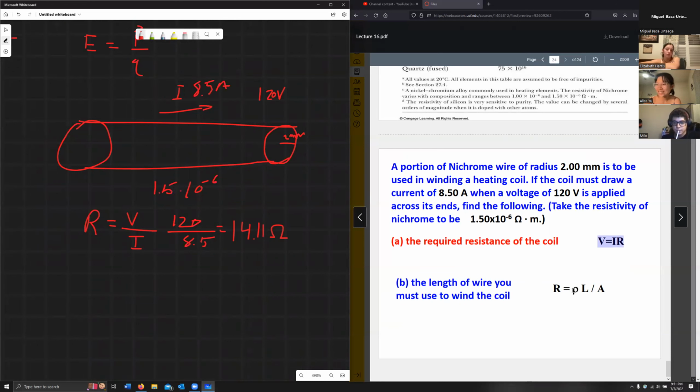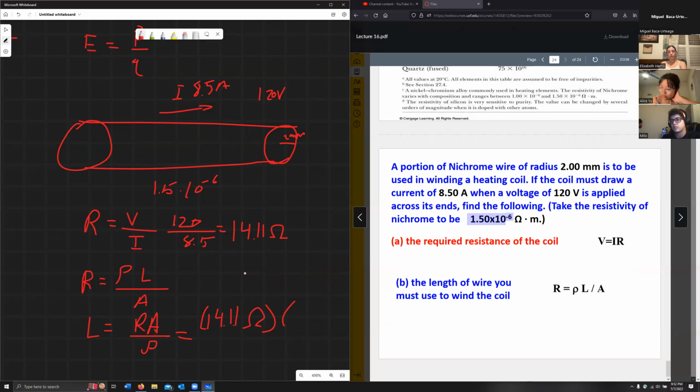We can use a little bit of a more complicated formula for resistance. We use R is rho length divided by area. So if we were to solve this symbolically, this is going to look like L is equal to RA over rho. And so resistance we have, area we can find, and the resistivity is given. Resistivity is this right here. So all this is going to be 14.11 ohms times the area.